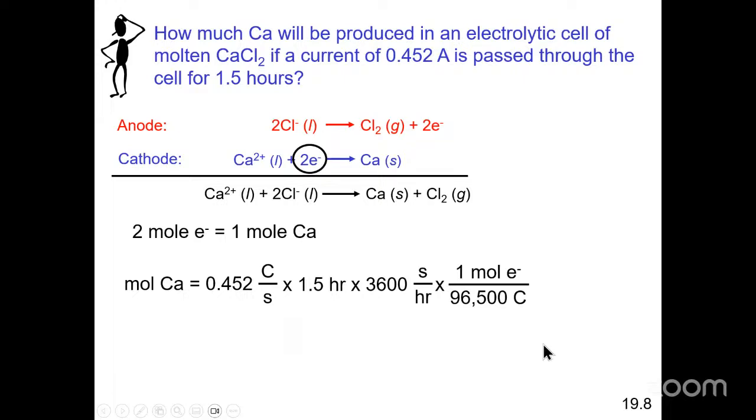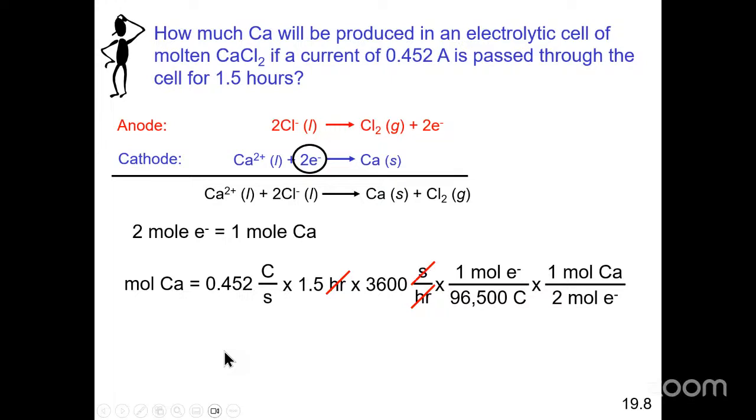Before we get to that, we need to find the moles of electrons, and that's where Faraday's constant comes in. So we multiply all this that we have done so far by 1 mole of electrons divided by 96,500 coulombs, and that will give us the moles of electrons. And then, because of the 2 moles of electrons to 1 mole of calcium ratio, we multiply by a conversion factor, which allows us to go from moles of electrons to moles of calcium, and that would be this right here. So this is the setup, and you'll notice that the hour units will cancel out here and here.